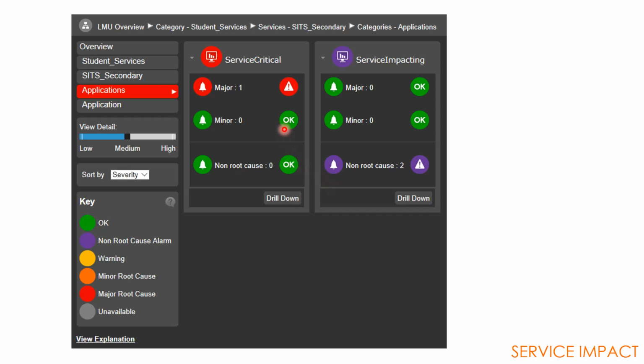The red major root cause alarm is impacting the service, which is why it's listed in the service critical category. We now have visibility of the root cause alarm, which was obtained in just a few clicks. We discovered this alarm from a list of potentially hundreds by ignoring alarms from knock-on effects and focusing only on those which were service affecting. This was achieved so effortlessly because ServiceVisual exploits the power of application service management. I'm now going to drill down to investigate the major root cause alarm for the SITS secondary applications service critical alarms.